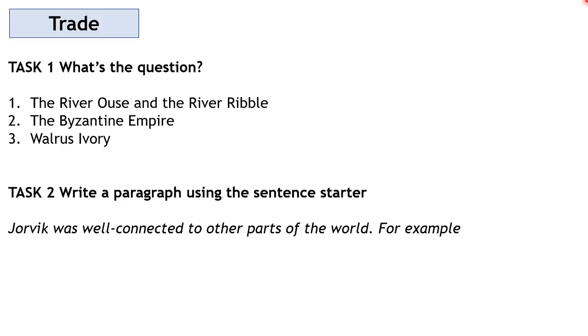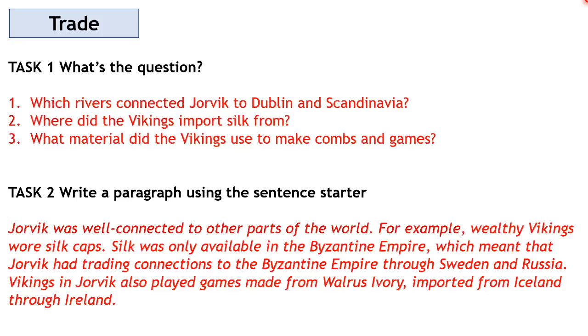Okay, welcome back. Pause if you need more time. Here are your answers. So you can check your questions. You might have different questions to me, that's fine, but if you're stuck, you can look at the questions here. And there's my paragraph at the bottom. So I've explained on one hand how silk came from the Byzantine Empire, and then also how Jorvik was connected to Iceland by the import of walrus ivory. If you're not sure about this Iceland place, don't worry. Next lesson, lots about Iceland.